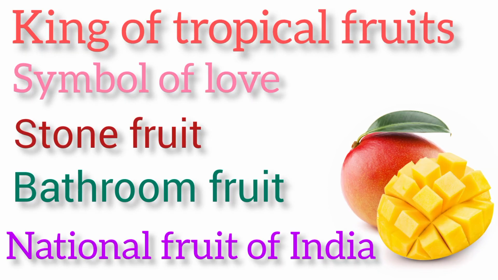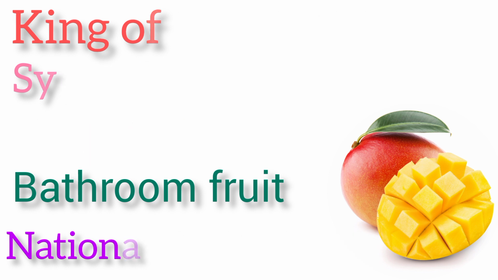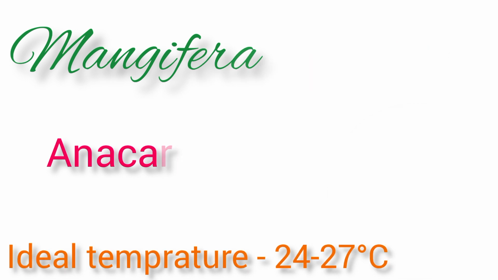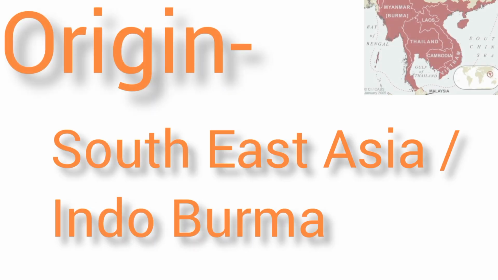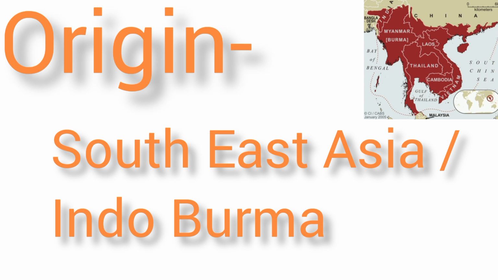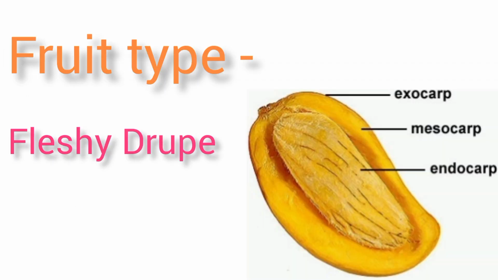Mango is also called king of tropical fruit, symbol of love, stone fruit, bathroom fruit, national fruit of India. Mangifera indica, family Anacardiaceae. 2n = 4x = 40, basic number of chromosomes x = 10, allopolyploid, amphidiploid, given by Mukherjee. Origin Southeast Asia, Indo-Burma. Botanically the type of fruit is fleshy drupe.